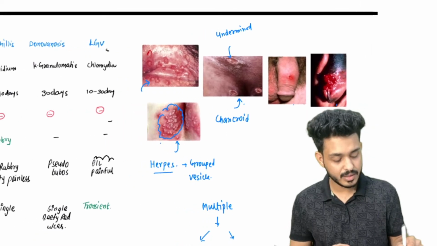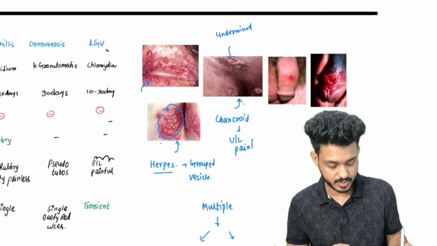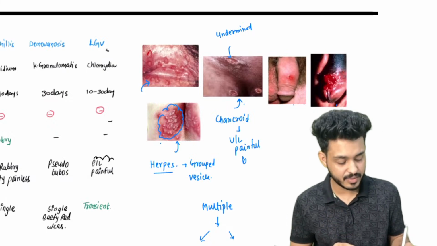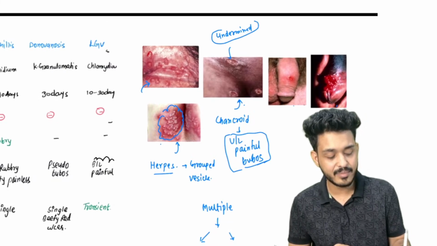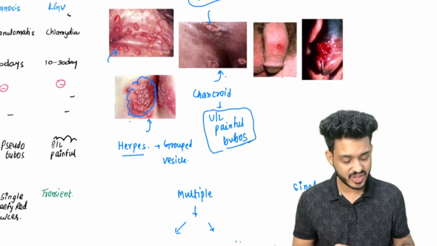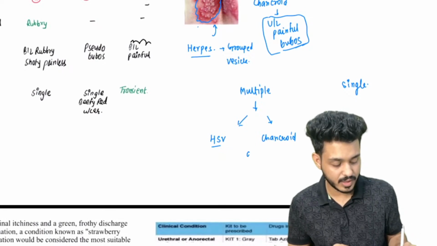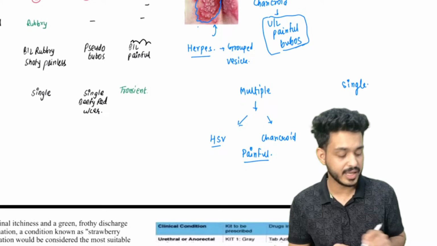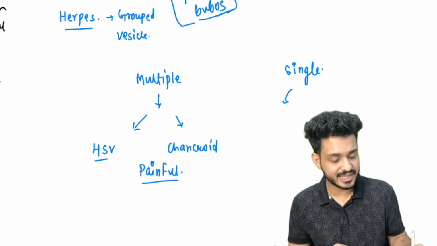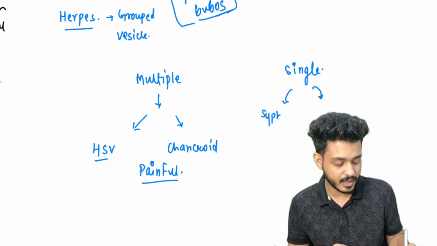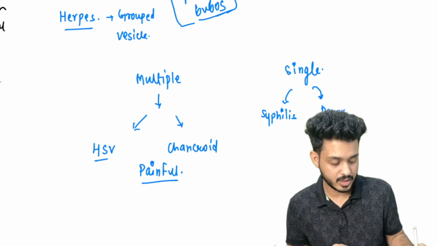Next thing, this chancroid will have unilateral painful buboes. Two things you have to remember: unilateral painful buboes and undermined edges. That would be your chancroid. So these are the two types of multiple ulcer, and both of them are painful ulcers. If they ask you about a single ulcer, a single ulcer can have two possibilities: either it can be the ulcer of syphilis, or it can be the ulcer of donovanosis.